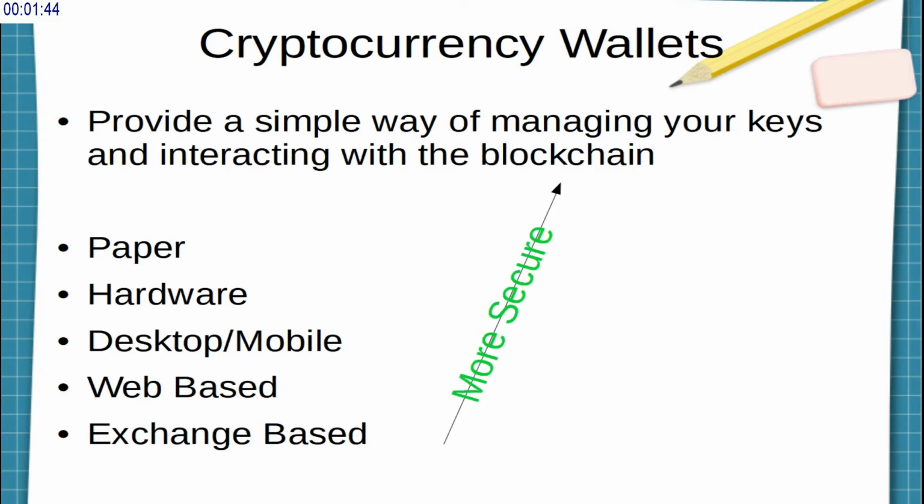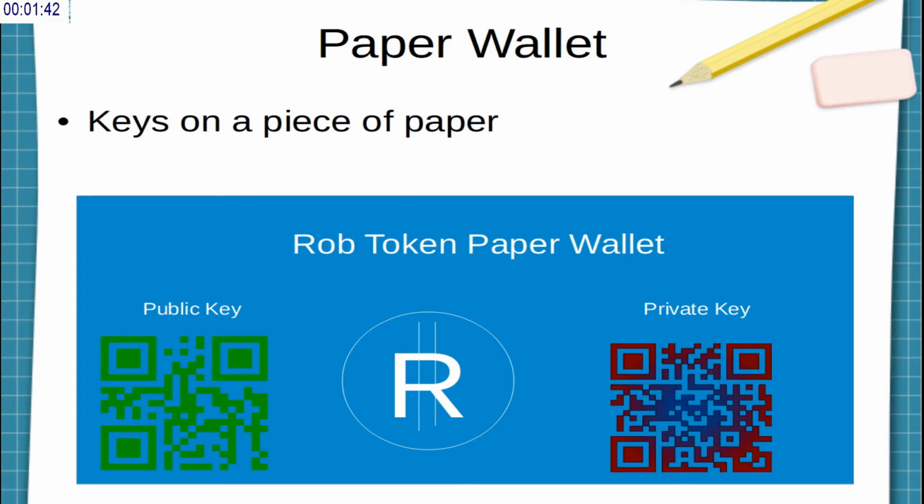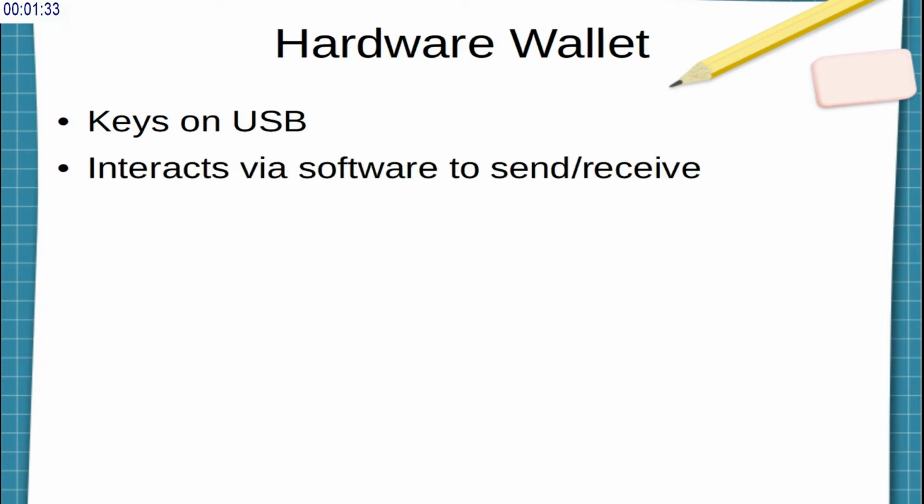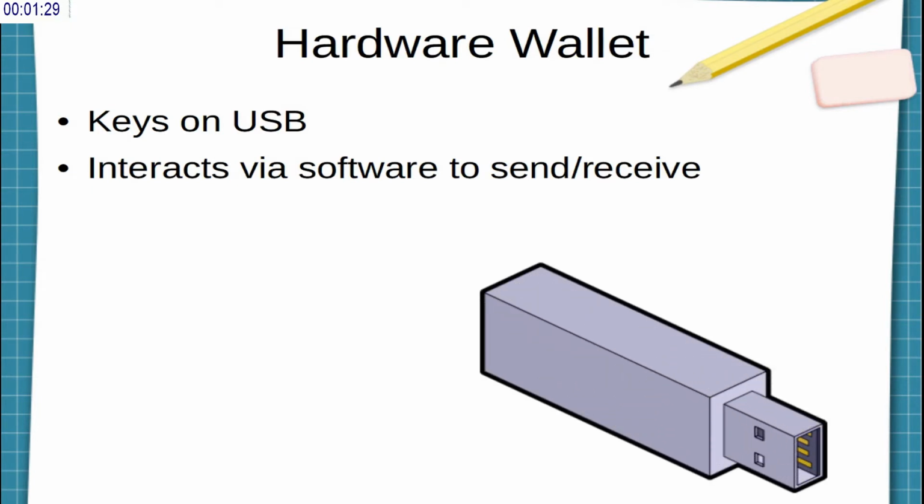So a paper wallet is the most simplistic form of wallet, and it simply prints your public and private key on a slip of paper that you can use to send and receive funds from a certain address on the blockchain. A hardware wallet is something like a USB stick, and your public and private keys are encrypted on this USB drive. You use software to interact with the blockchain and send and receive cryptocurrency.